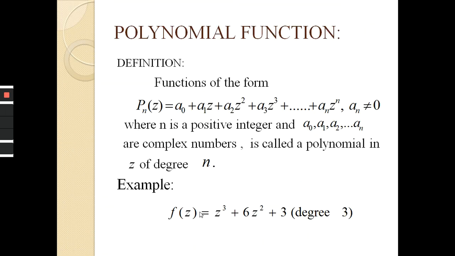Polynomial function. Functions of the form Pn of z equal to a naught plus a1 z plus etc. plus an z power n, an not equal to 0, where n is a positive integer and a naught, a1, a2, etc. an are complex numbers. Then Pn of z is called a polynomial in z of degree n. Example for polynomial function: f of z equal to z cube plus 6z square plus 3 is a polynomial in z of degree 3.